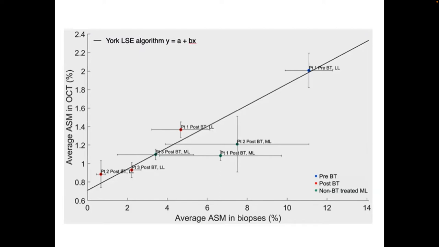So along this axis, we use that as a gold standard: the average amount of airway smooth muscle in the biopsies that were taken from the carina of these patients. And this one is the average percentage of airway smooth muscle that we found in our pullbacks, averaged over 2 to 4 pullbacks, and these letters code for different regions. So blue is pre-treatment. You have only one pre-treatment measurement, it's this one here. The red is post-treatment, these are the red dots here. And the green one is the non-treated middle lobe.